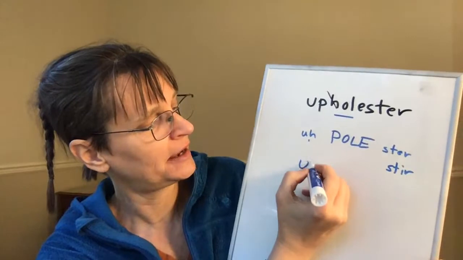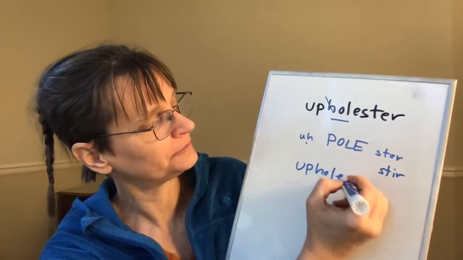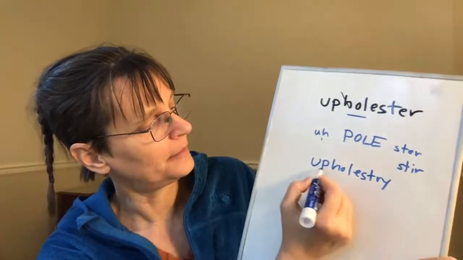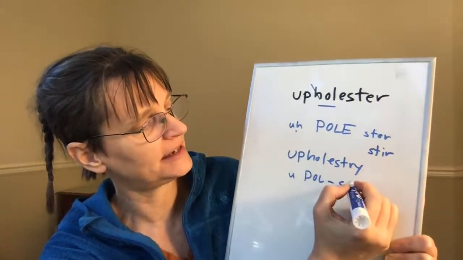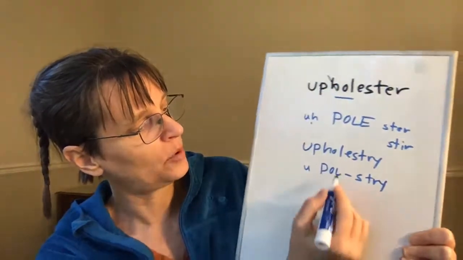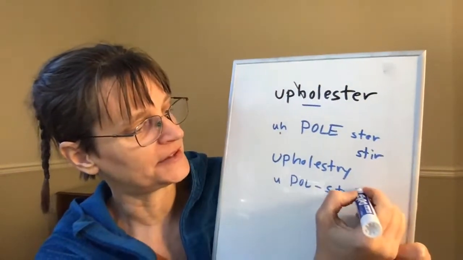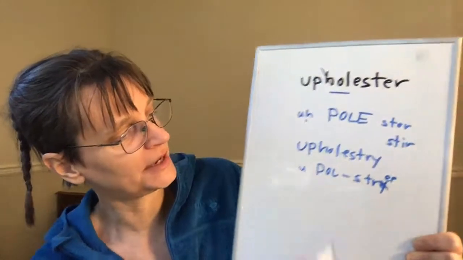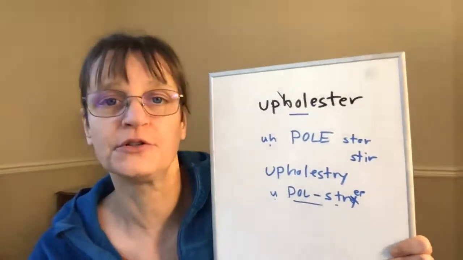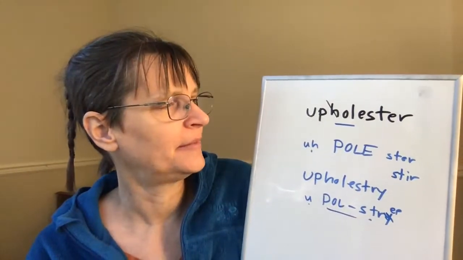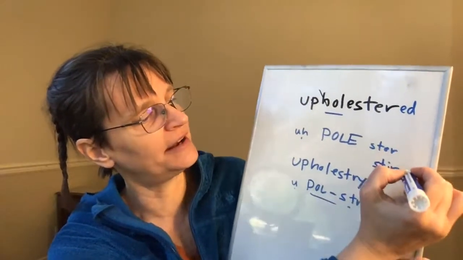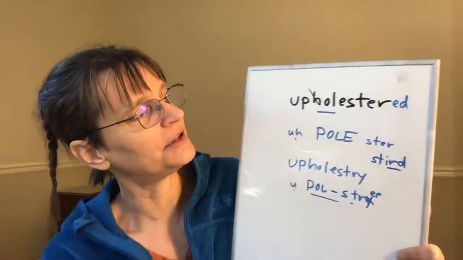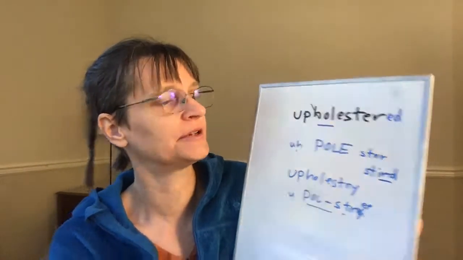But then when I say upholstery, again, it's a pole, and then my STRY all goes together. Upholstery. And this is an E sound, upholstery. Again, second syllable stress, upholster and upholstery. And then I think upholstered, if it's an ED, we just add a D sound to the upholster. Upholstered, an upholstered couch.